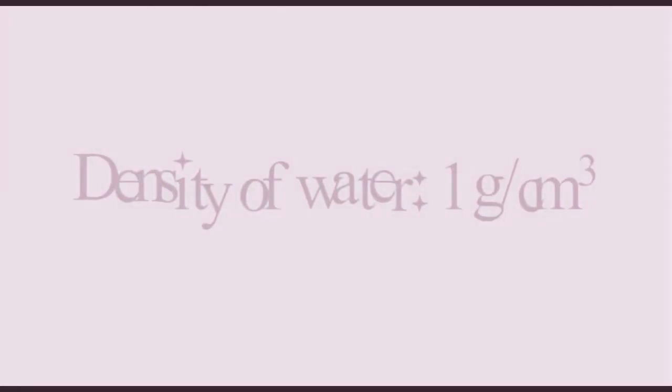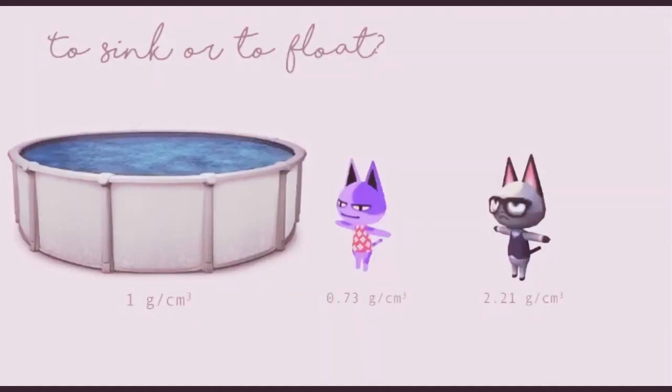Now the density of water is 1 gram per centimeter cubed. In this experiment, we will be talking about these two cats. Bob and Raymond are invited to a pool party, but unfortunately they both do not know how to swim. Now Bob here has a density of 0.73 grams per cm cubed, while Raymond has a density of 2.21 grams per cm cubed. Now the question is whether they will float or sink.